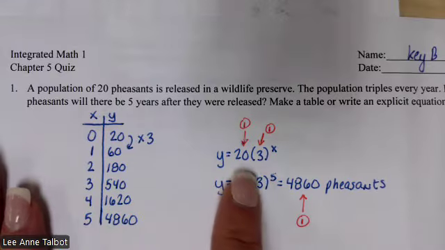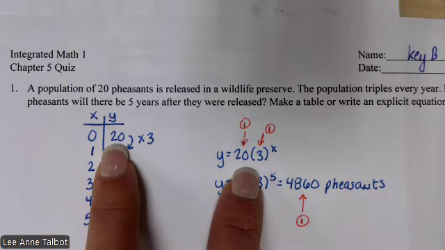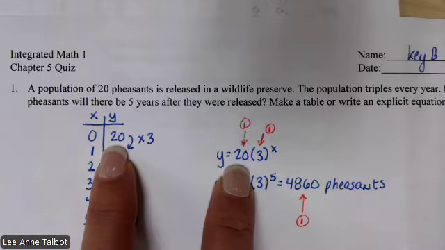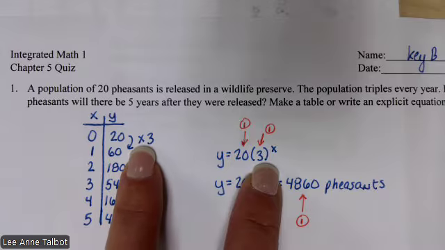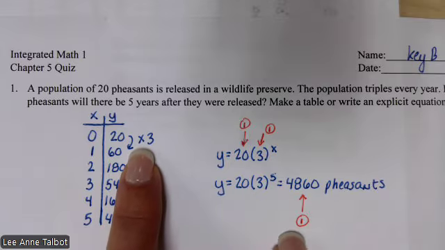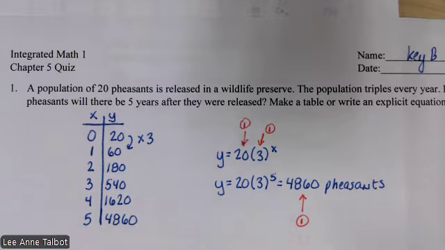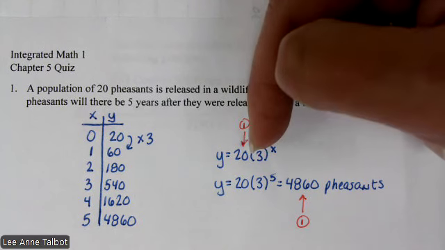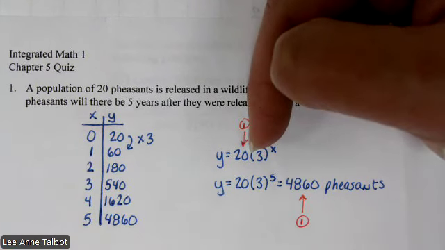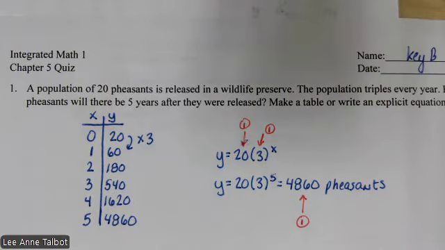Number 1 is worth 3 points. You need to have the 20 somewhere, either in the table or the equation. You need to be multiplying by 3 somewhere, either in the table or the equation. And then the final answer is 4,860. So it's 1 point for showing 20 somewhere, 1 point for showing multiplying by 3 somehow, and 1 point for the final answer of 4,860. Did I say that backwards a minute ago? Sorry, 4,860. I just wanted you to have it so you can use it to study if you want to.